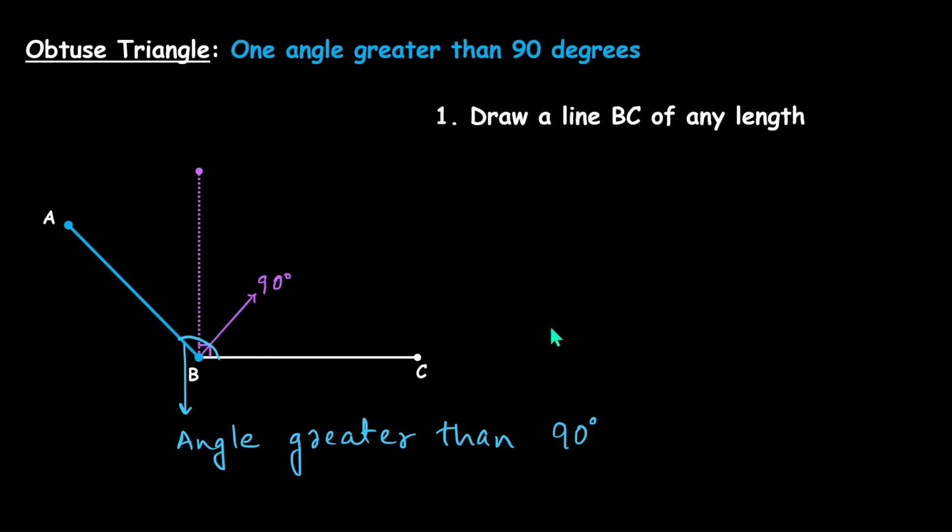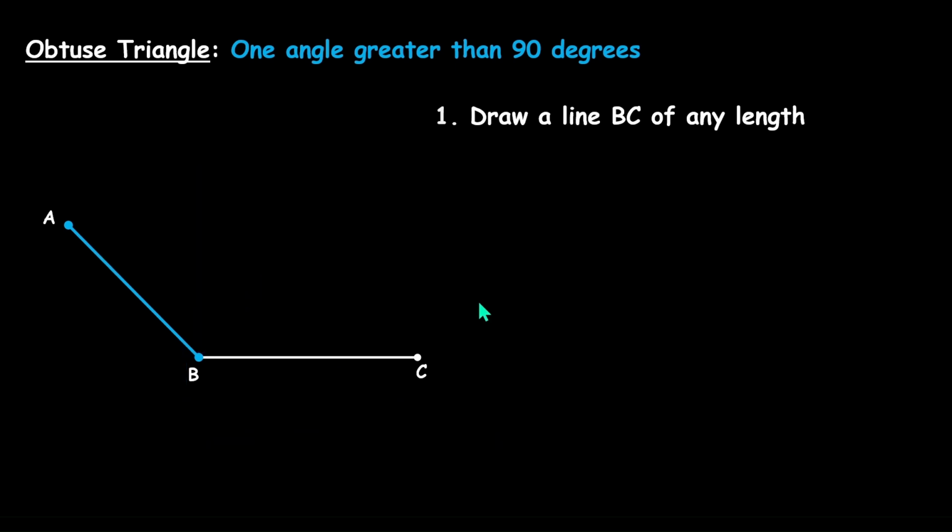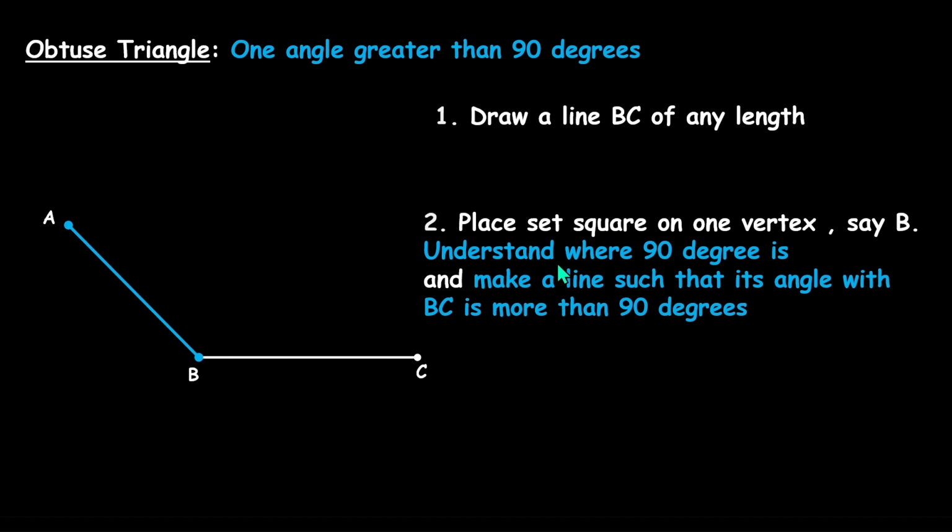Before that, let's just write down the steps so it's clear in our heads. So place set square on one vertex. We placed it to understand what 90 degrees is, and make a line such that its angle with BC, we saw it here and we constructed a line here, is more than 90 degrees, which we saw, this angle is greater than 90 degrees. Now all we need to do is connect this vertex with this vertex and complete our third side.